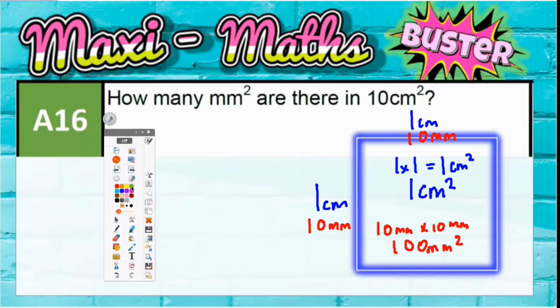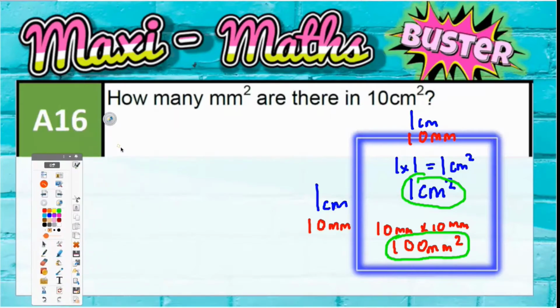So what we need to remember is that 1 centimeter squared, if it's 1 times 1 in centimeters, is actually the same as 100 millimeters squared, because that's 10 times 10 in millimeters. So we'll just go up here and write that fact nice and clear. So 1 centimeter squared is equal to 100 millimeters squared.